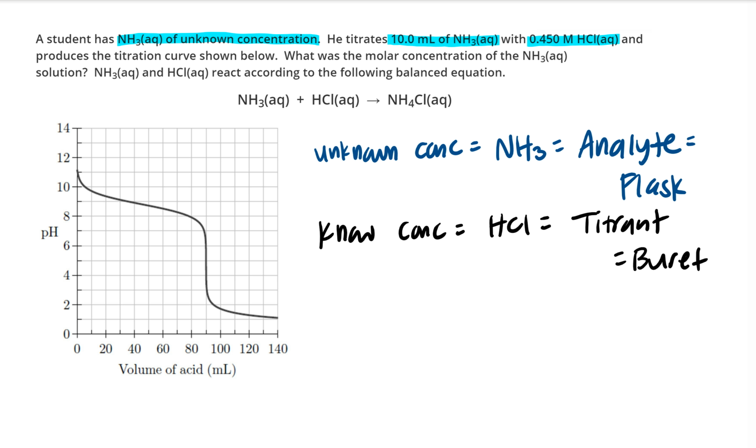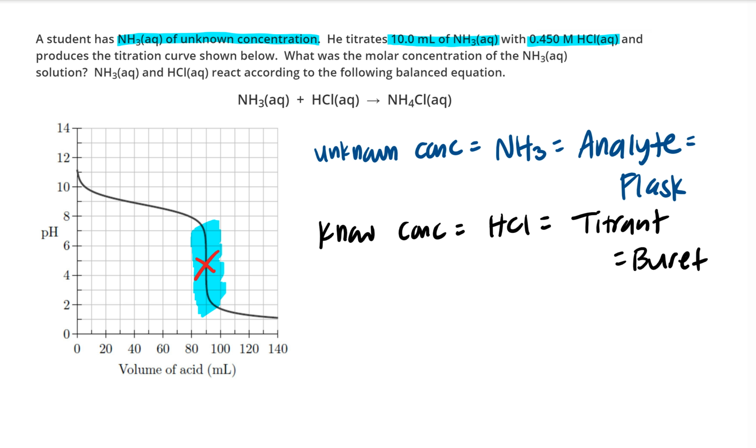So looking at our titration curve, there's one part of this curve that you need to concern yourself with right now, and it's the vertical section of this graph. It is the part where the pH changes dramatically, and this is a key aspect of the acid-base titration curve. We're looking for this vertical line.